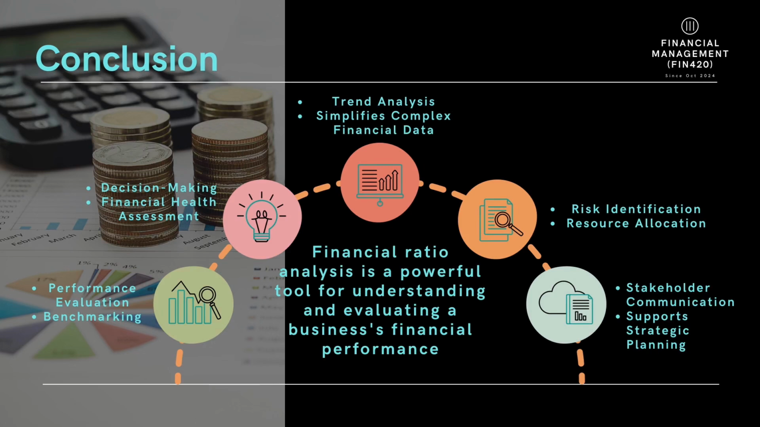Decision making helps identify areas that require cost control or efficiency improvement and assists in determining whether a company is a good investment based on its financial stability and profitability. Financial health assessment: ratios highlight critical financial aspects like liquidity, leverage, and profitability. A low debt to equity ratio suggests the company is not overly reliant on borrowing. Trend analysis: tracking financial ratios over time. Stakeholders can identify trends that indicate growth, stability, or potential problems about the company.